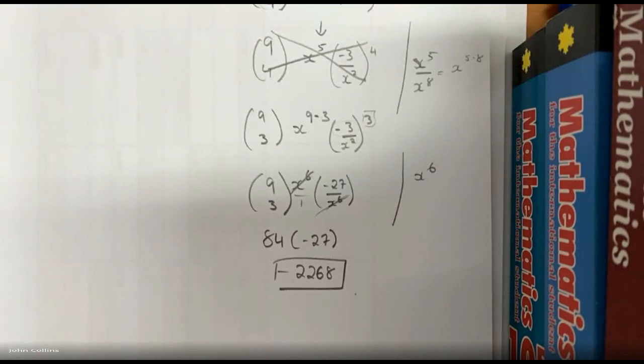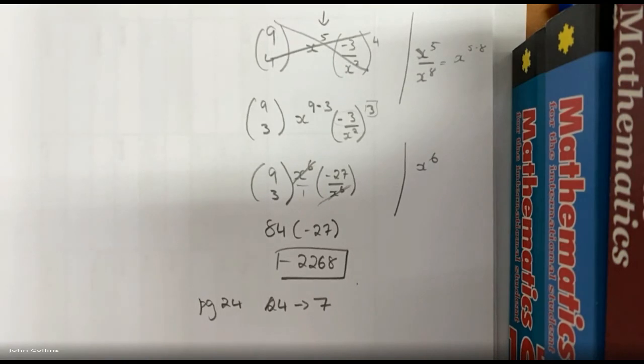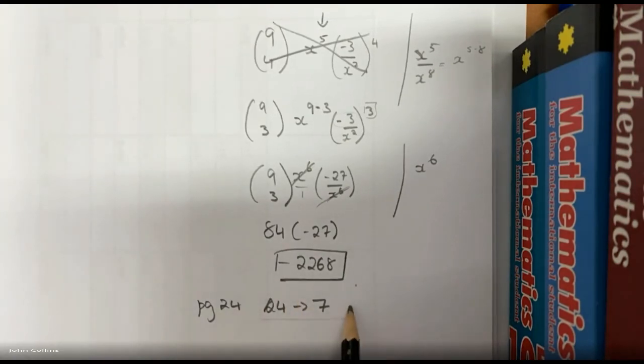But I'd like you to go over page 24. Remember, it's book 2, not book 1, the one with the black cover. Page 24, questions 4 up to 7. I've done some of them. I didn't do any from question 7, so you should be able to have a go at question 7. Once again, it's pretty tricky. This is tricky stuff.